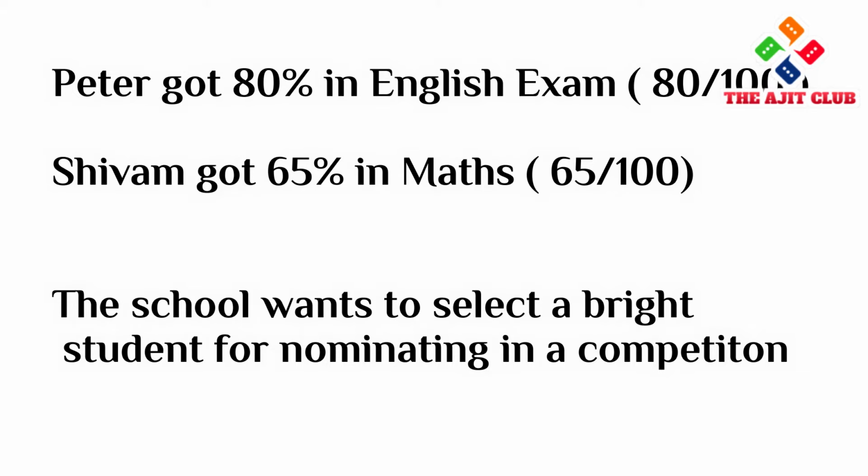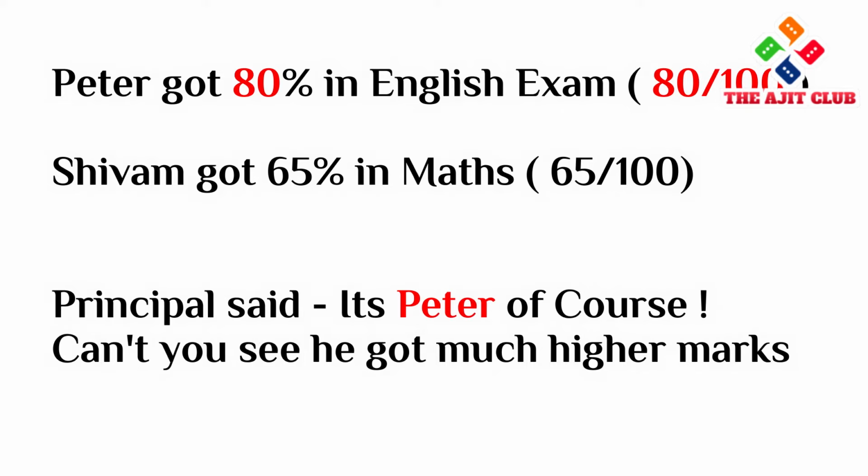Story time. So there were two students, Peter and Shivam. Peter got 80% marks in English examination and Shivam got just 65% in mathematics. The school now wants to select out of these two a brighter student for nominating in a competition outside the school. So whom should the school select? Peter with 80% or Shivam with 65%? Well, the principal said, my choice is very clear. It's Peter, of course. Can't you see he got higher marks? Don't you know 80% is higher than 65%?